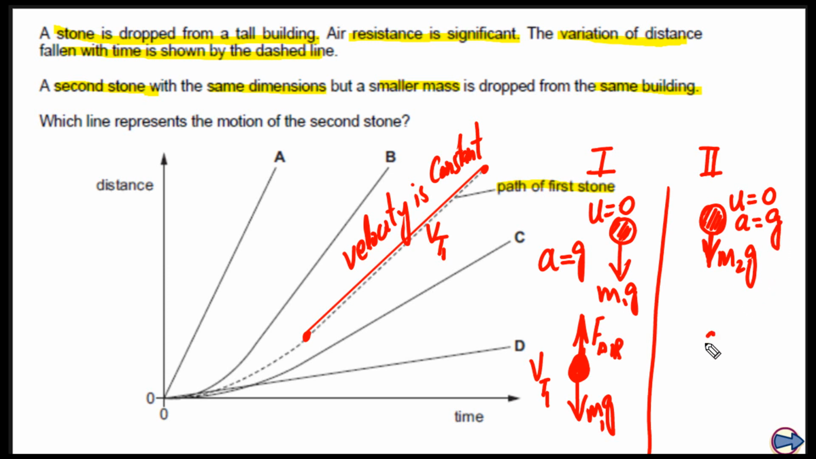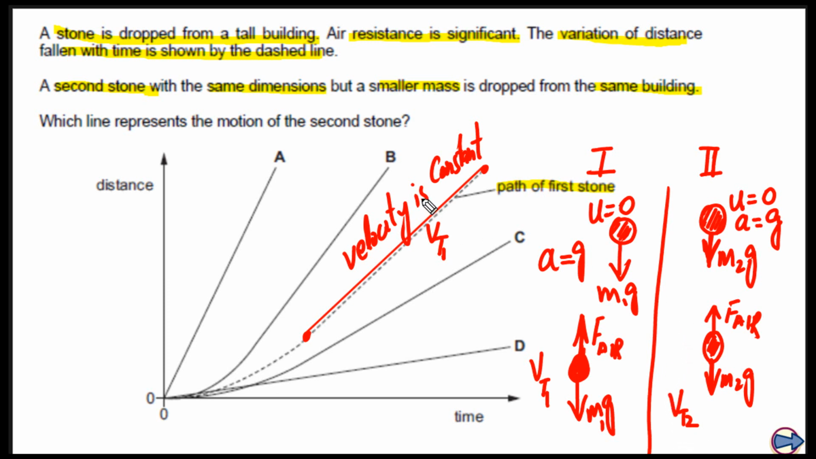Then this stone will also reach terminal velocity. Again, we can say that m2g will be balanced by air resistance, F air. These two forces will be equal. We will ignore upthrust. So we will simply say at this point the stone has reached terminal velocity. We can say this is VT2.